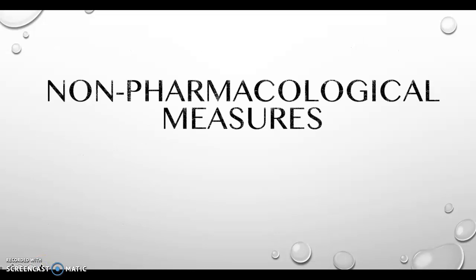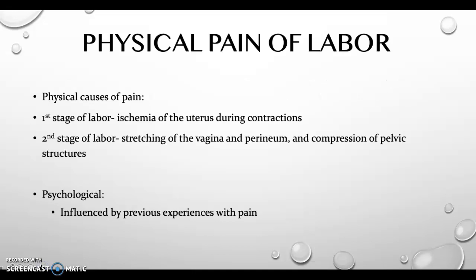So let's talk about now non-pharmacological measures. These are measures that we want to do first before we offer any sort of pain management. And pain happens in labor for a couple of reasons. Physical pain happens in the first stage of labor. Remember, this is the dilation and effacement of the cervix because of the ischemia of the uterus during contractions. In the second stage of labor, pain also is happening because of the stretching of all these tissues and the compression of the pelvic structures.